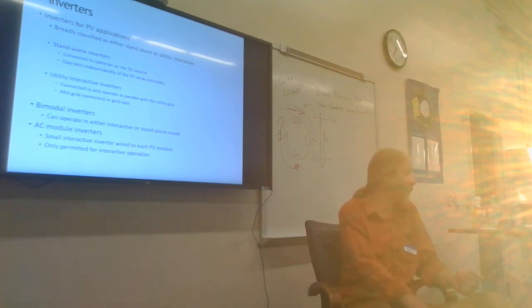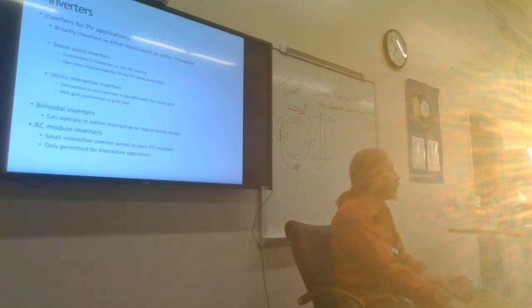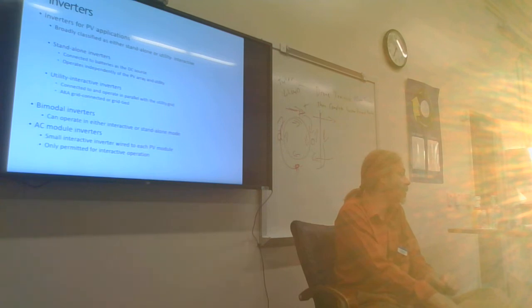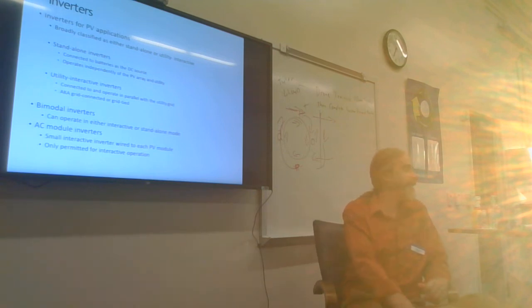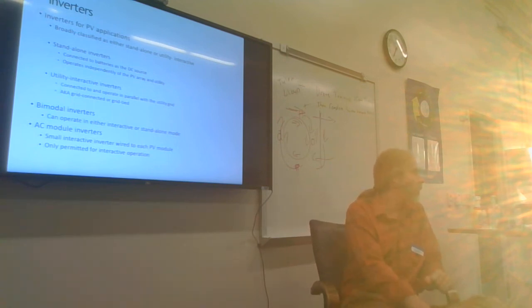Utility interactive inverters connect and operate in parallel with the utility grid. They are powered by the array, unless they're a bimodal inverter. All right. Bimodal inverters can operate in either interactive or standalone mode. And an AC module inverter, it's a microinverter. It is a small interactive inverter that is wired specifically to each PV module, and it is only permitted in interactive operation.